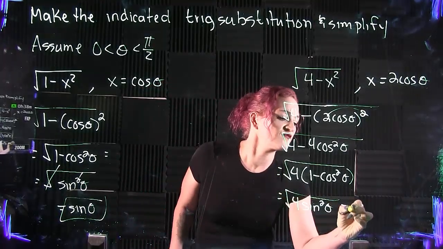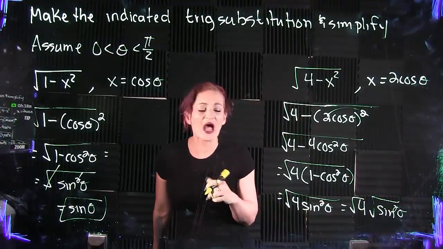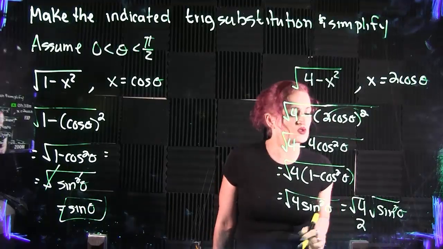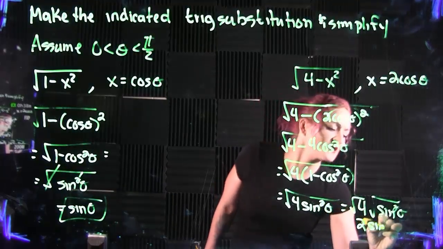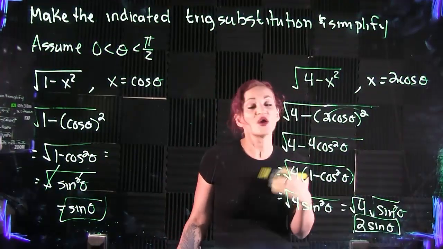So think of this as the square root of 4 times the square root of sine squared theta, where the square root of 4 is equal to a 2, and the square root of sine squared theta is sine theta. So we are left with 2 sine theta.